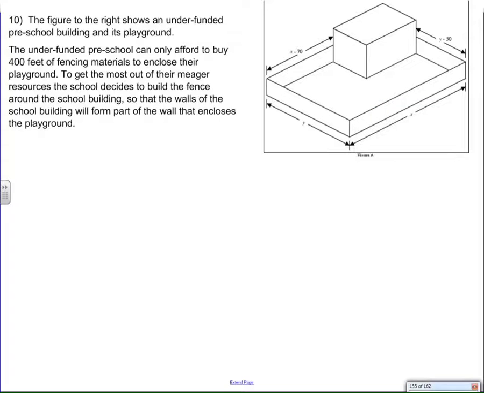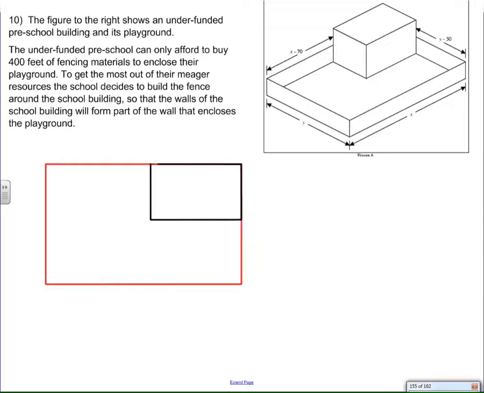So in order to do this, I'm going to spend some time just trying to understand how all the variables in the problem are related. Because what we have is the area of the playground, we have the length of the playground, and we have the width of the playground. So I'm going to draw out the two-dimensional shape, give myself a chance to see what's really going on.